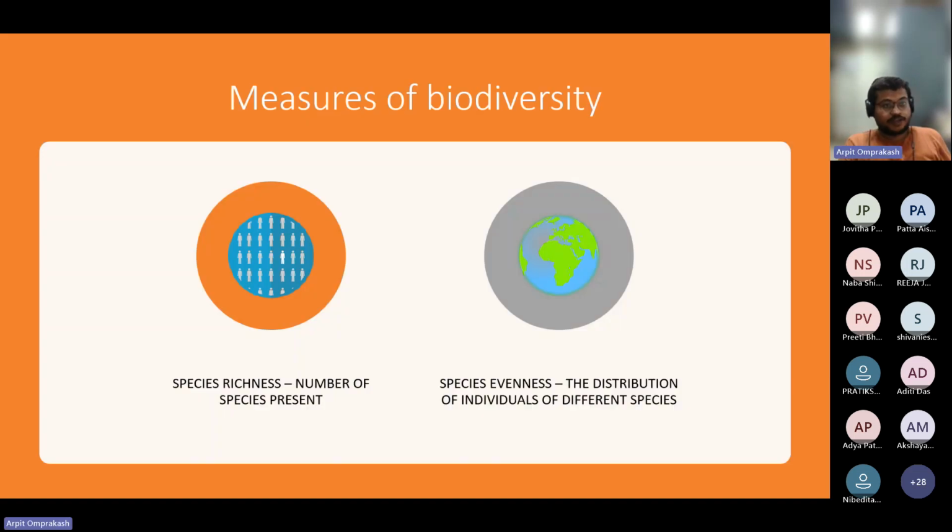Now we know about biodiversity. How do we measure biodiversity? There are basically two different measures of biodiversity. The first is species richness, which is the number of species that are present. And the second one is species evenness, that is the distribution of individuals of different species. Are they equally distributed? Are they unequally distributed? Are there some species which have more individuals? Are there some species which have fewer individuals?